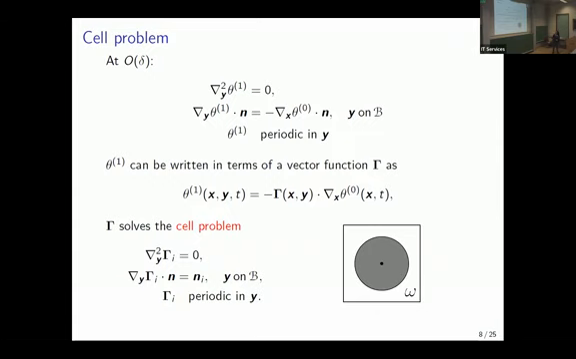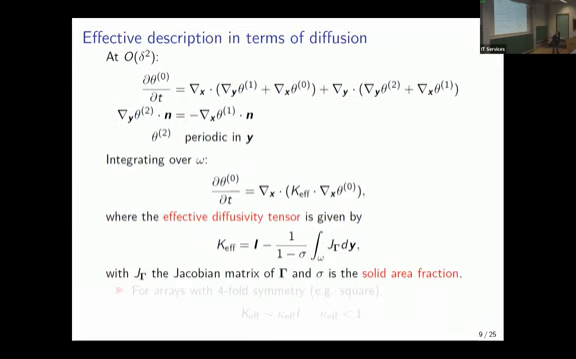You could choose it to be a bit different, as I will do actually in a later part of the talk, for convenience of the analysis. Okay, and then we have to go to the next order to obtain another equation, which we can integrate over this cell omega to end up with a diffusion equation with the effective diffusivity tensor relying on the Jacobian of this vector gamma. So gamma is very important because it basically determines the effective diffusivity.